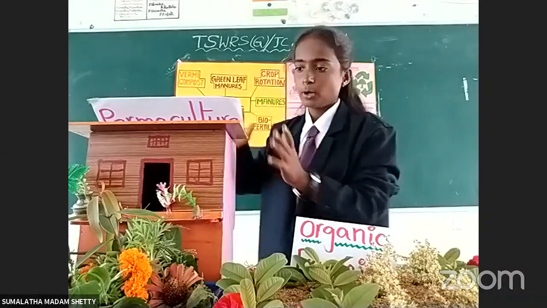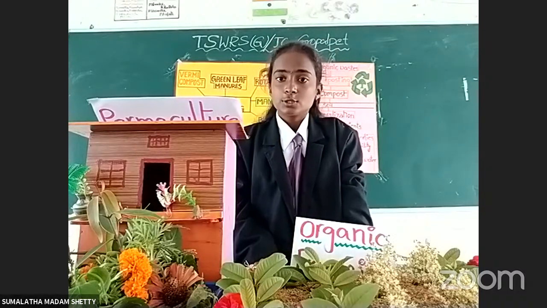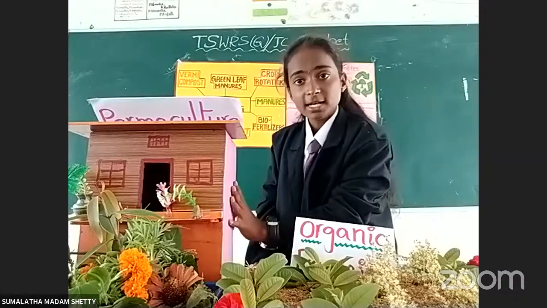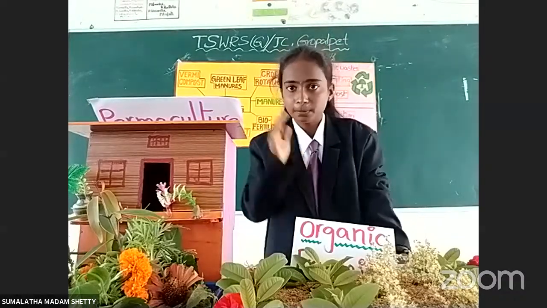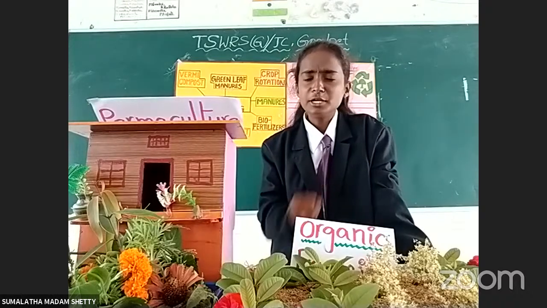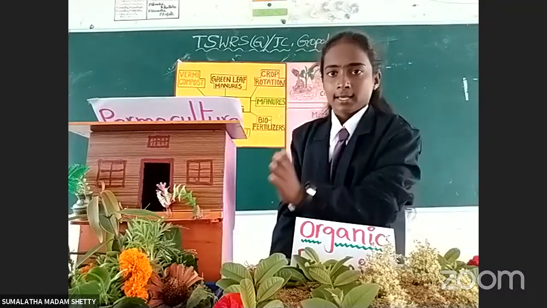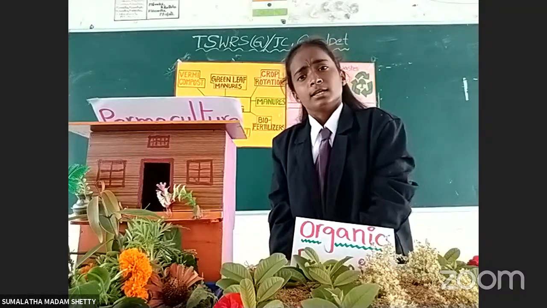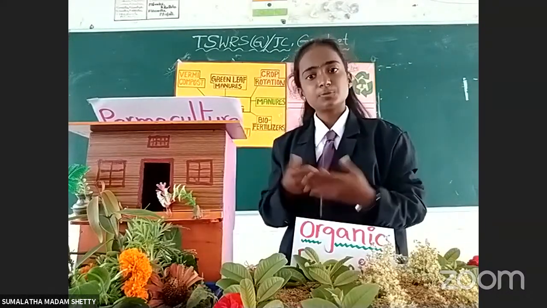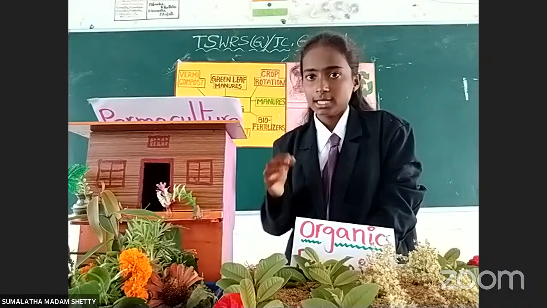So we know about the differences between permaculture and organic farming. Here in permaculture, there are so many kinds of plants, animals, birds, and a number of different flowers. It means that produce is spread throughout the year: any fruits, vegetables, whatever it gets.